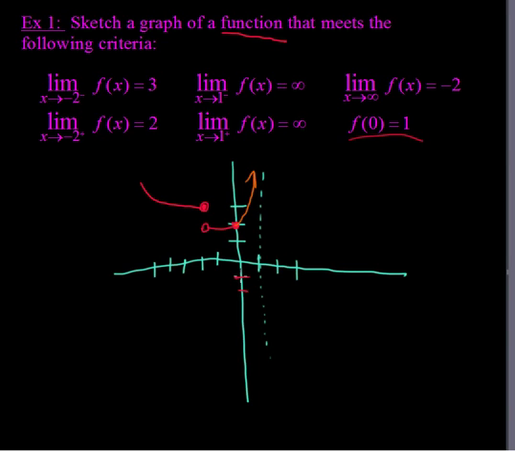I just changed colors. We have a horizontal asymptote down at y equals -2, and it's just off to the right. Notice I don't draw it all the way over here, because this is telling us about the behavior of the function as it gets close to infinity. It says nothing about the behavior of the function when you're close to the y-axis.